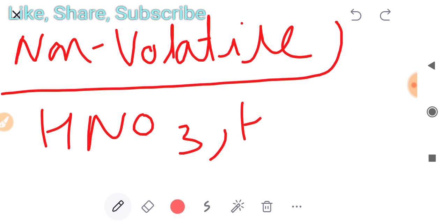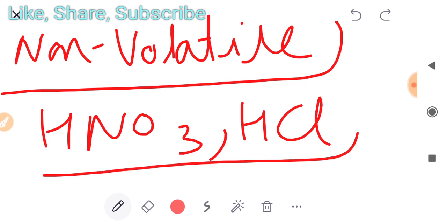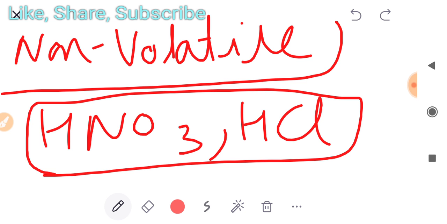Sometimes questions are also asked in exams: these two are volatile in nature. When we talk about nitric acid and HCl, they are volatile in nature, but sulfuric acid is used in many reactions and many industries because of its non-volatile nature. Now we have to understand how it is used to form HNO3 or HCl.